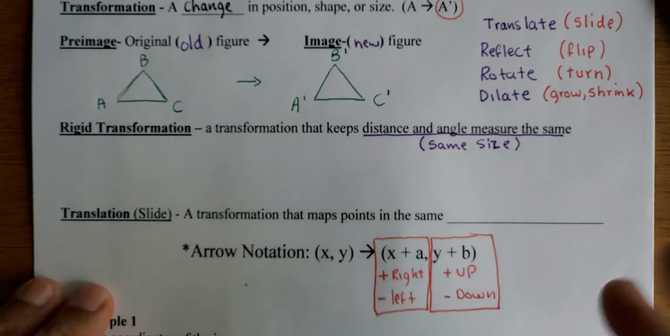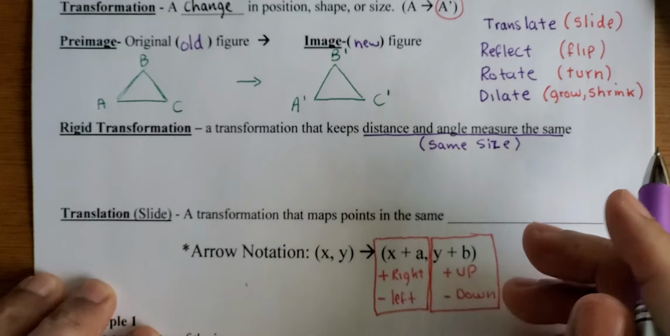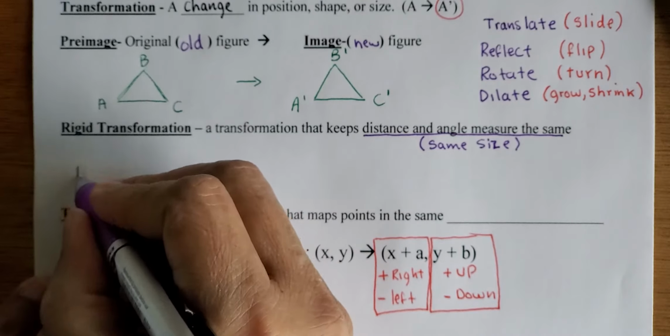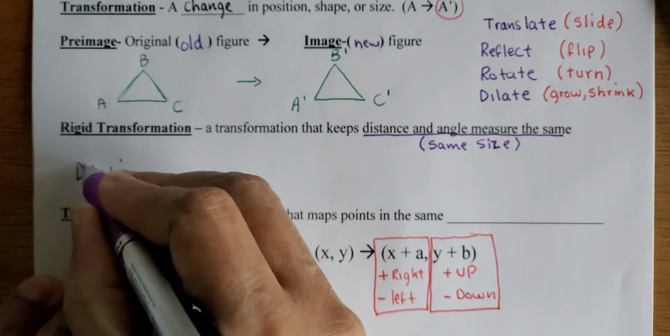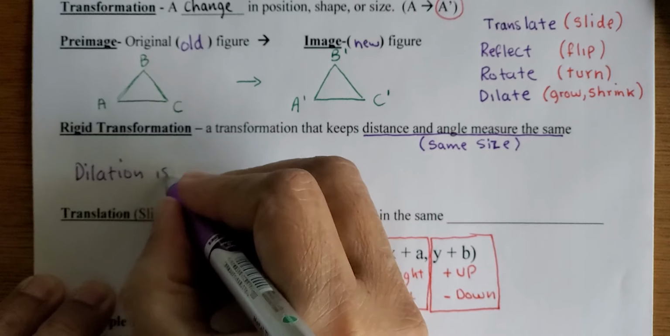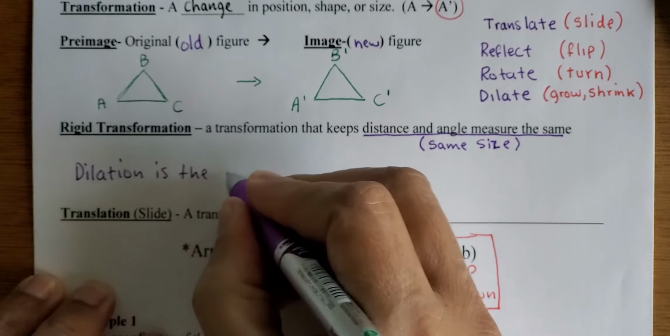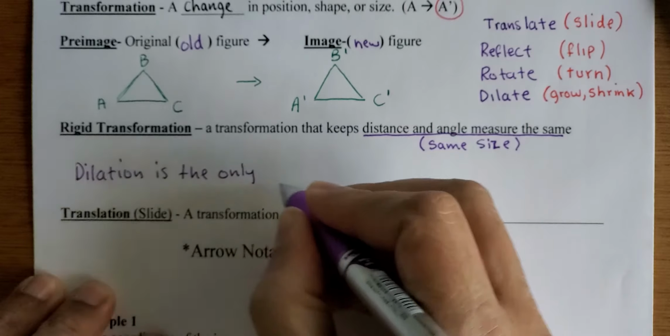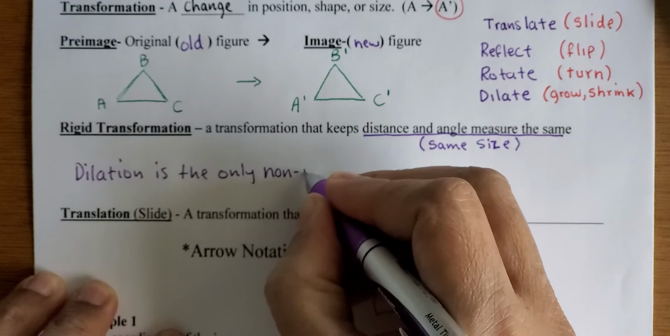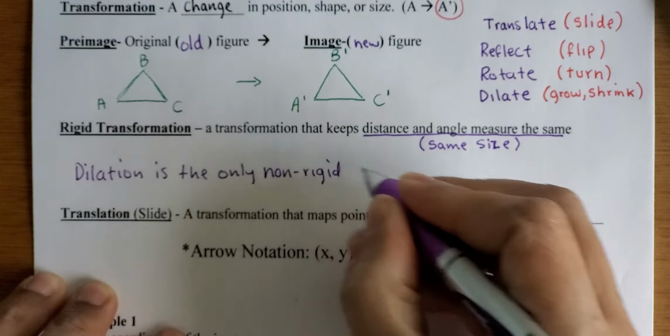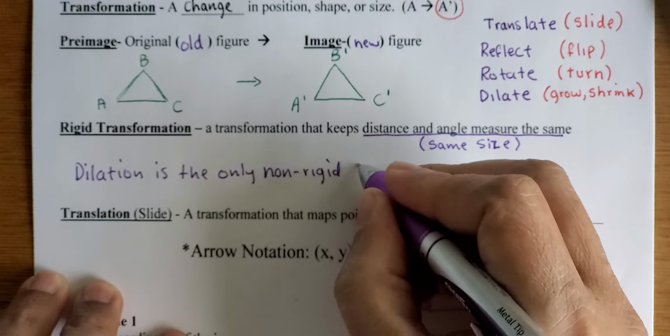The only transformation that changes size is this one here, dilation. This is the only non-rigid transformation.